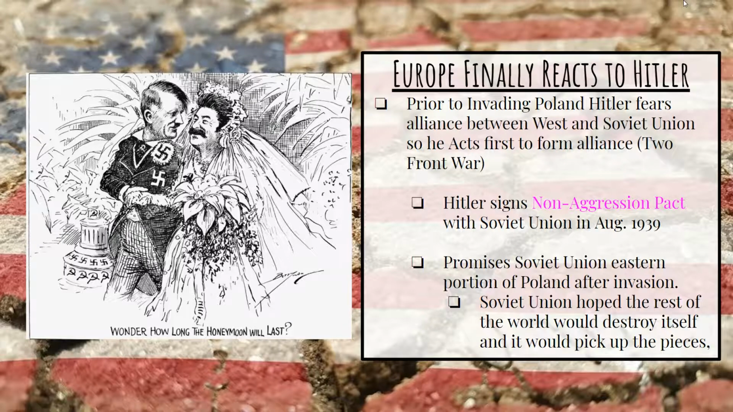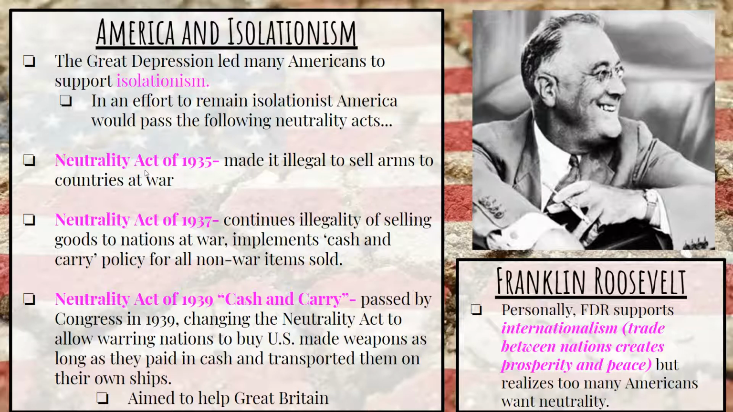So I just talked about the non-aggression pact. And what you need to understand, this is a huge thing. If you look at this picture right here, this is a propaganda piece. It's a political cartoon trying to figure out, even though Hitler agreed not to attack Russia, how long will this actually last? So the purpose of signing this pact, Russia, the Soviet Union, hoped the rest of the world would destroy itself, and Russia would be there to pick up the pieces, and Russia would be able to spread communism. So you do need to understand that the non-aggression pact is going to be a huge deal.